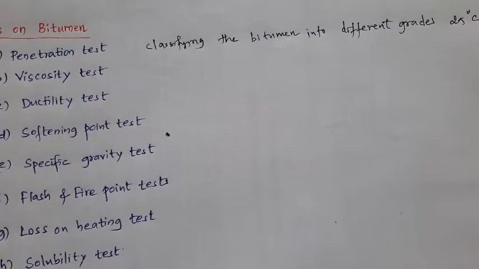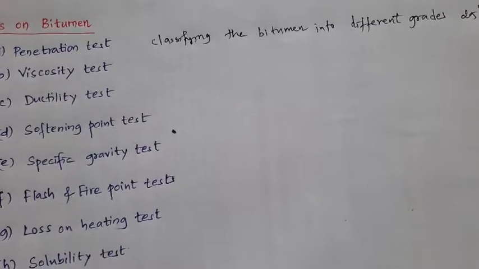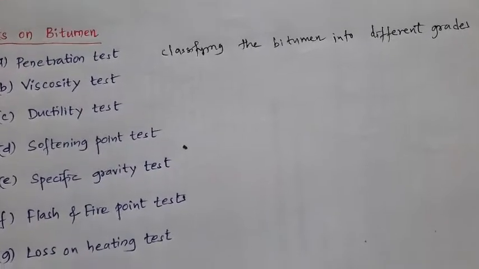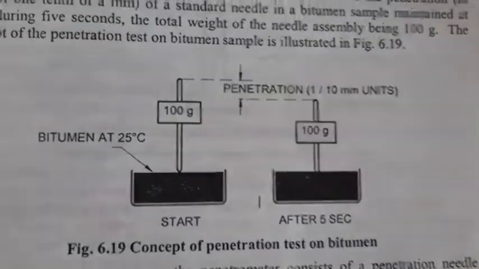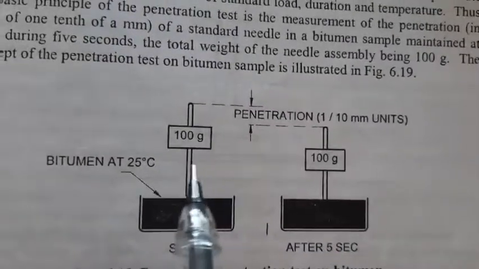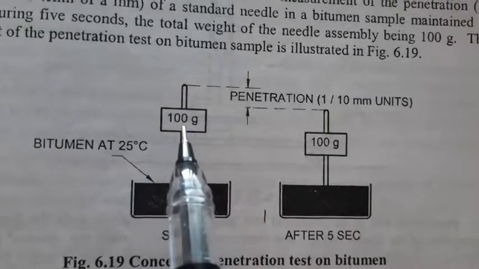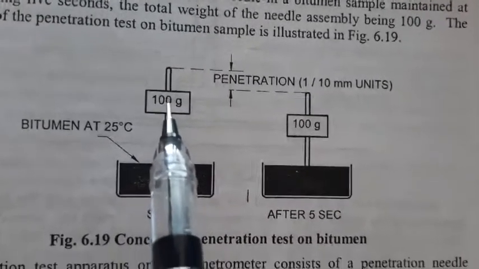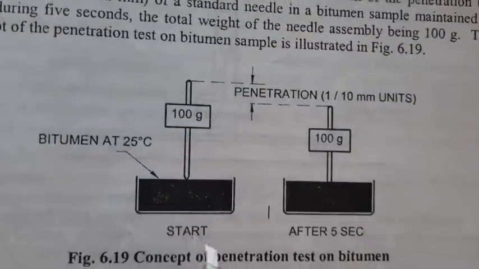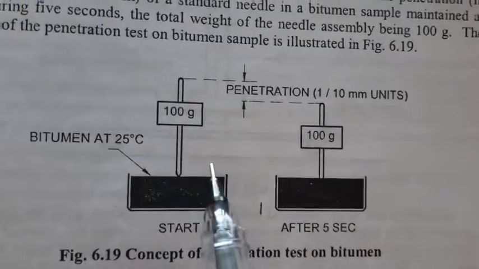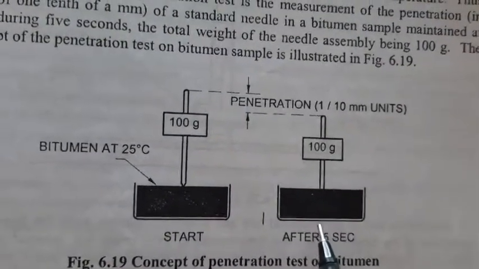Clear? For that we have the standard weight of 100 gram. This is how it looks like. We have the standard needle here at 25 degrees Celsius. A standard weight of 100 gram is put on the needle, and we allow it for 5 seconds to flow freely into the bitumen sample. Depending upon its grade, it goes into the sample.